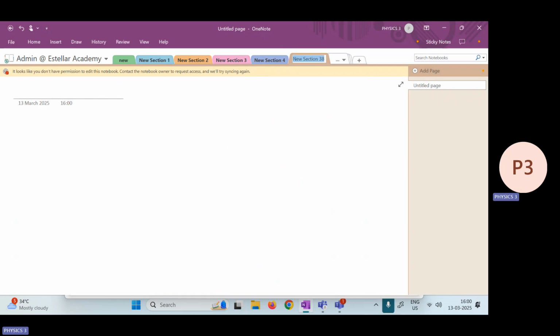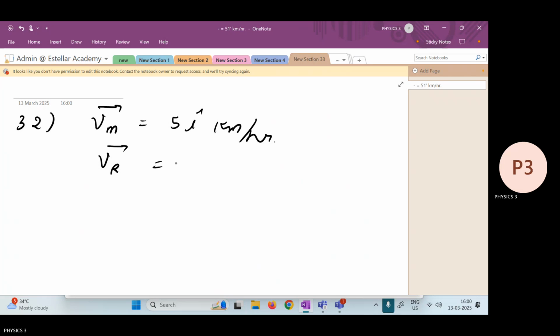Now let's go for the next question, the 32nd question. We are given a man running with velocity 5 km per hour towards east. So we can write the velocity of the man as 5 i cap kilometer per hour, and rain is falling vertically downwards with speed 5 km per hour. The velocity of rain would be 5 k cap kilometer per hour, right? Now we have to find the direction of rain with respect to man.